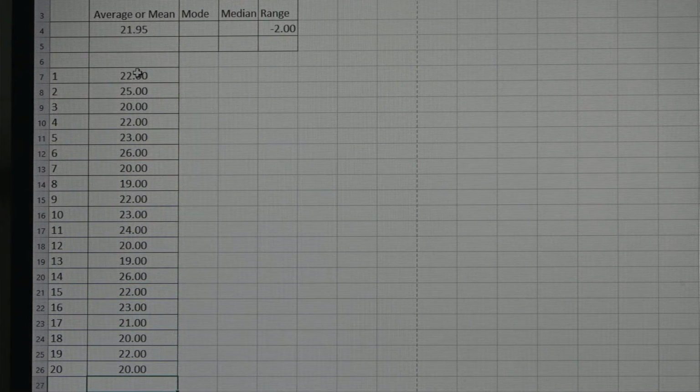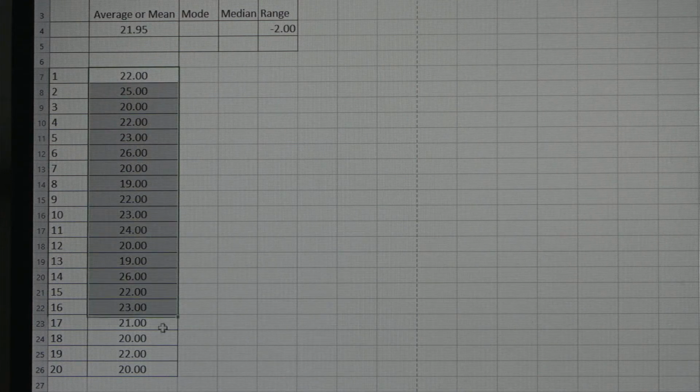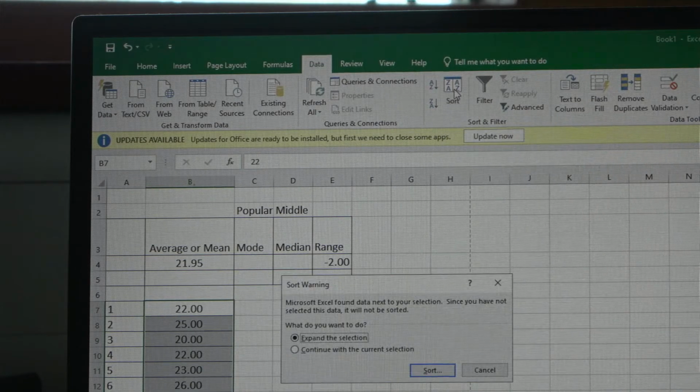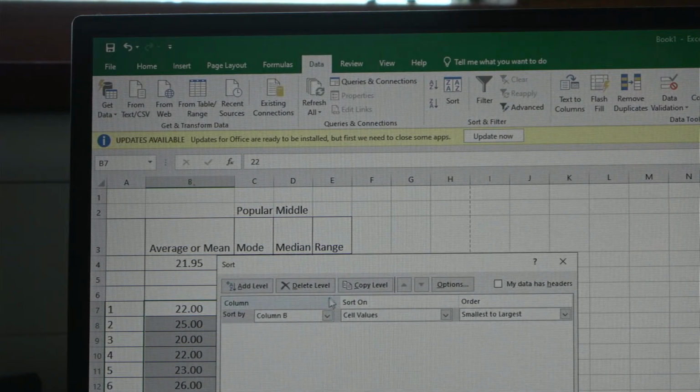Okay, so calculate the average, so calculated the average, 21.95, and the range, the difference between the largest and the smallest. We've got a bit of a problem here though, is because these numbers are in random order, and the range is the difference between the largest and the smallest, so we need to sort those numbers. So if I highlight all the numbers, and I'm going to have to move this up slightly, and you've got a button there that says sort. Continue with the current selection because I just want to sort those, and I want to sort it on cell value smallest to largest. So I put smallest at the top, largest at the bottom.